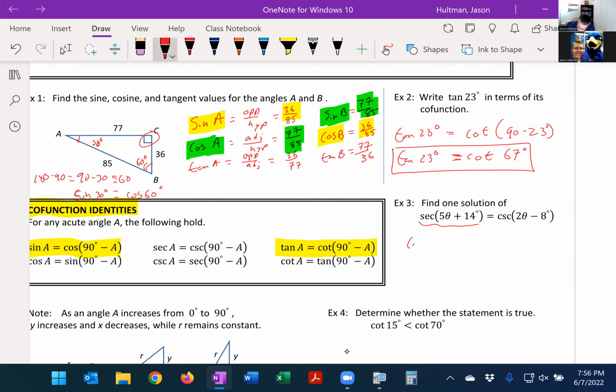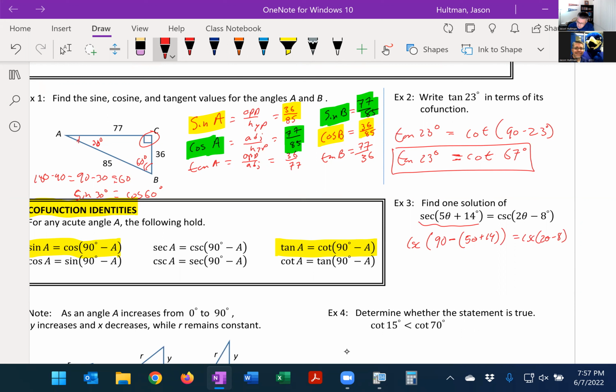So this is going to be cosecant of 90 minus this angle here, 5 theta plus 14. So cosecant of 90 minus (5 theta plus 14) is equal to cosecant of 2 theta minus 8.